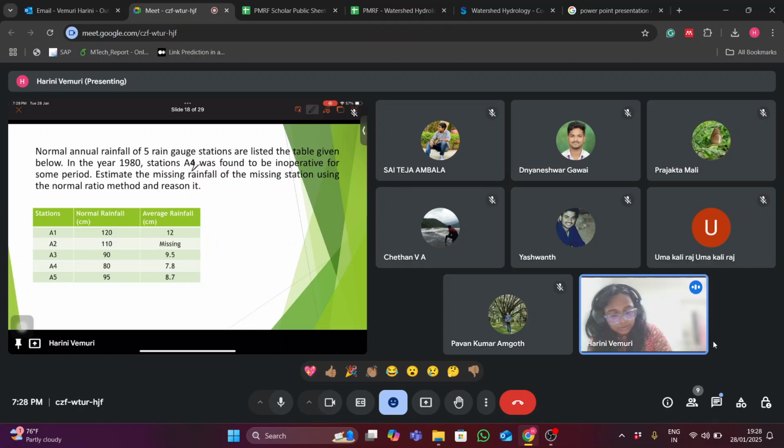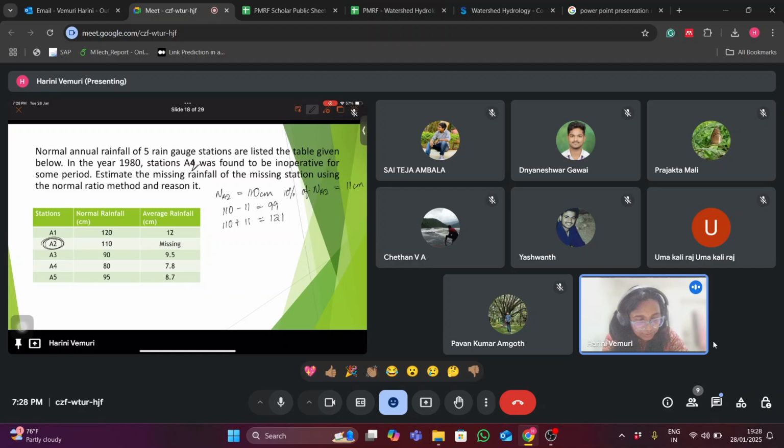Okay, so first, suppose this is our station where the data is missing. So N of A2 is given as 110 centimeters, right? So 10% of this is 11 centimeters. So now we will find a 10% interval range. That is 110 minus 11, which is 99, and 110 plus 11, which is 121.